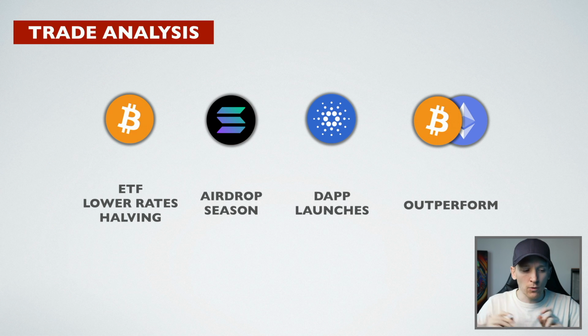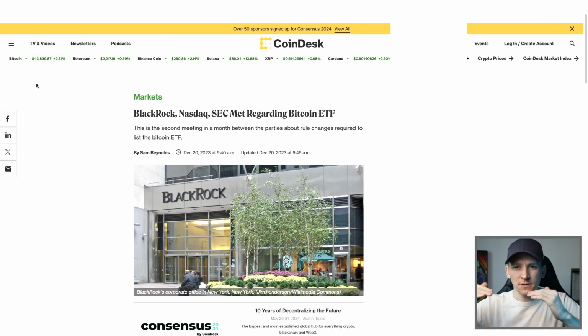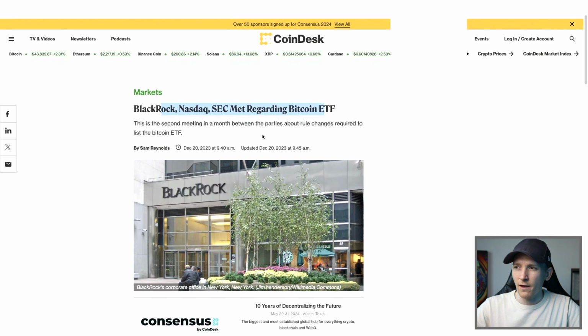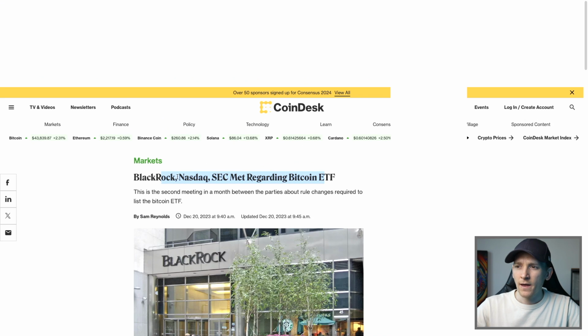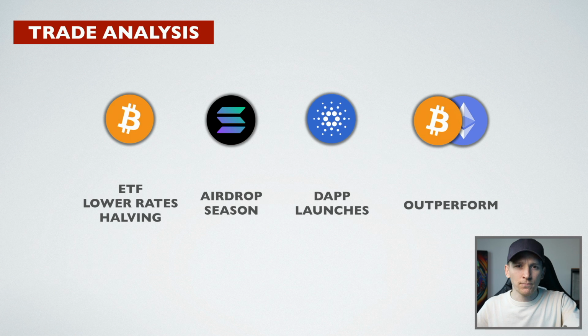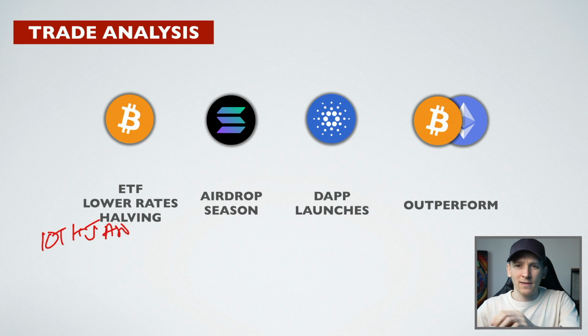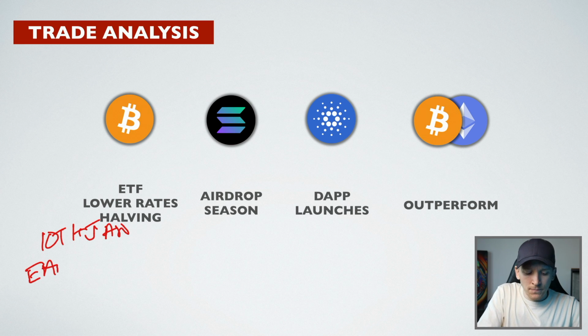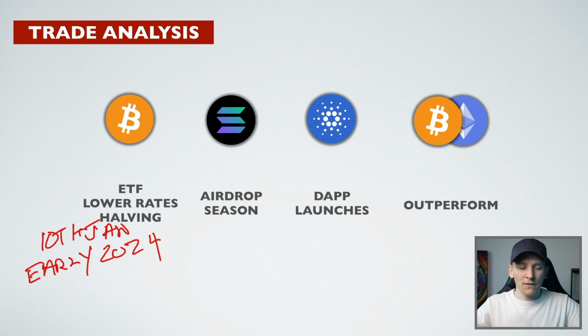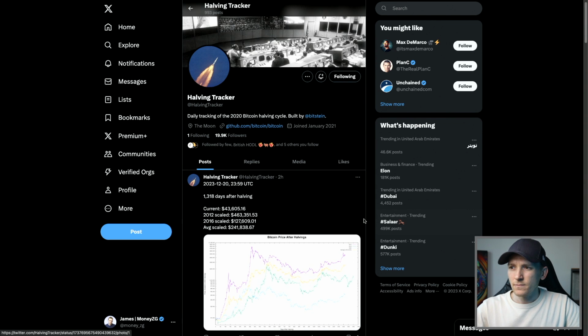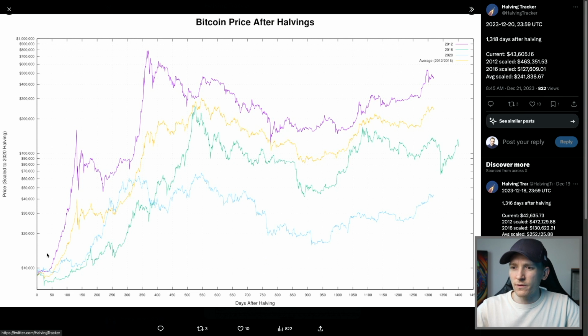Bitcoin ETF, lower rates, halving. So as we can see here, I'll just go through some specific examples here. BlackRock, NASDAQ, SEC meet regarding Bitcoin ETF, right? So we can read this. We know this is coming, and some research tells us that the 10th of Jan is the date for those ETFs, more or less. Then we have lower rates. We know, we've seen that early 2024 was the potential for rate cuts around there. Then we have the halving, and that's very obvious as well, which is this one here. We know that this is coming around April 2024, and we usually get an expansion here.